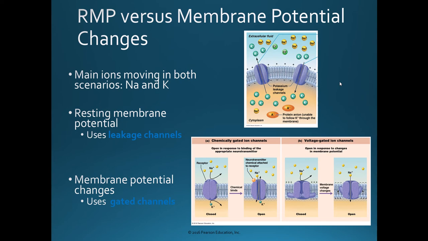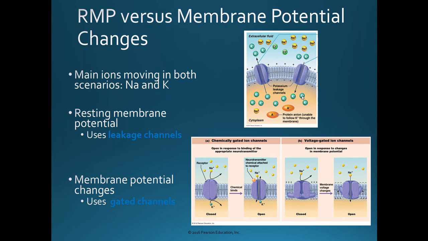The main ions that we generally talk about in all of these scenarios are sodium and potassium. Sometimes calcium is involved, sometimes chlorine is involved, but primarily we're talking about sodium and potassium. The resting membrane potential uses those leaky channels, sodium out, potassium in, to set up that voltage difference. But these changes in membrane potentials, either up or down, have to use a gated channel. It's going to open or close.